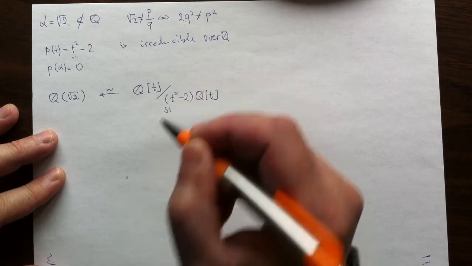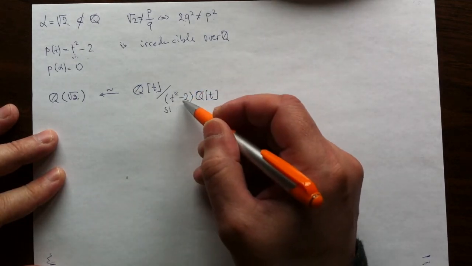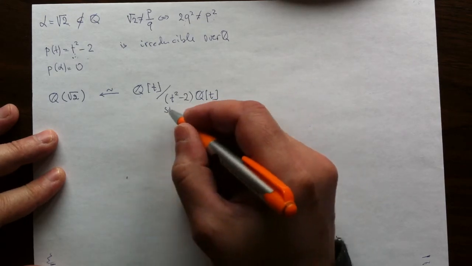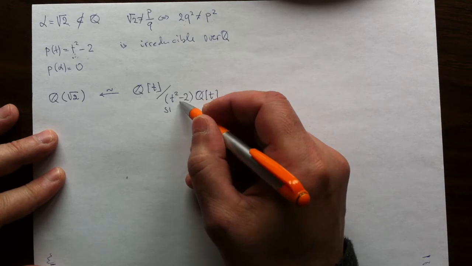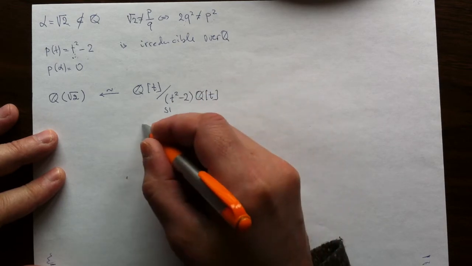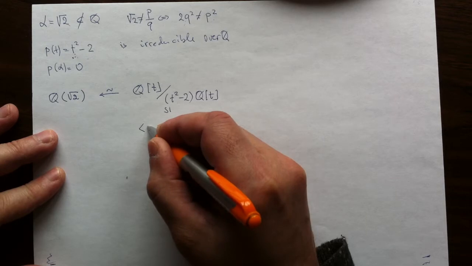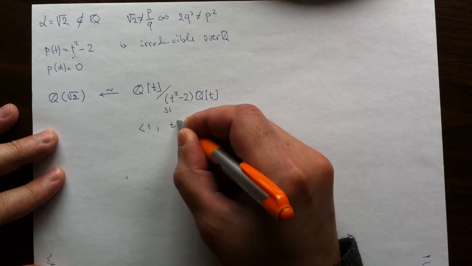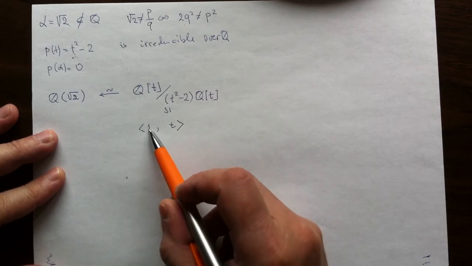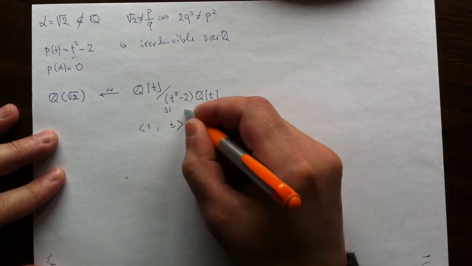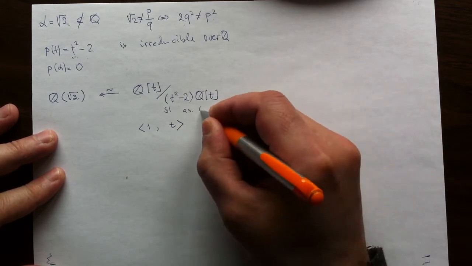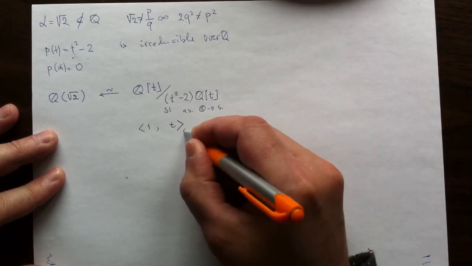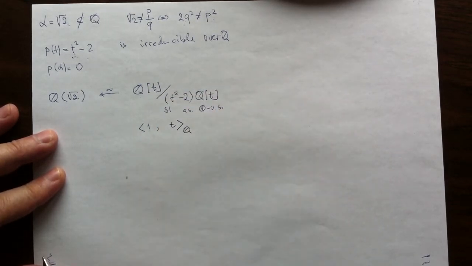Looking at this side, we can remember what we can say about congruence classes, modular and polynomial. They are remainders of division by this polynomial, and we can be sure that any remainder will have to be linear because we divide it by something quadratic. So any linear polynomial can be decomposed into some number of 1's and some number of t's. As a vector space over Q, our quotient is spanned by two vectors, the class of 1 and the class of t.